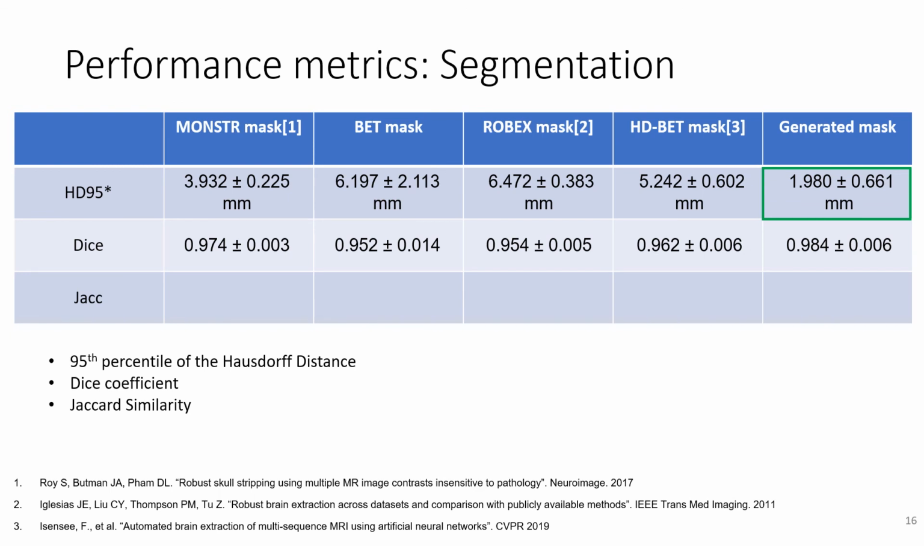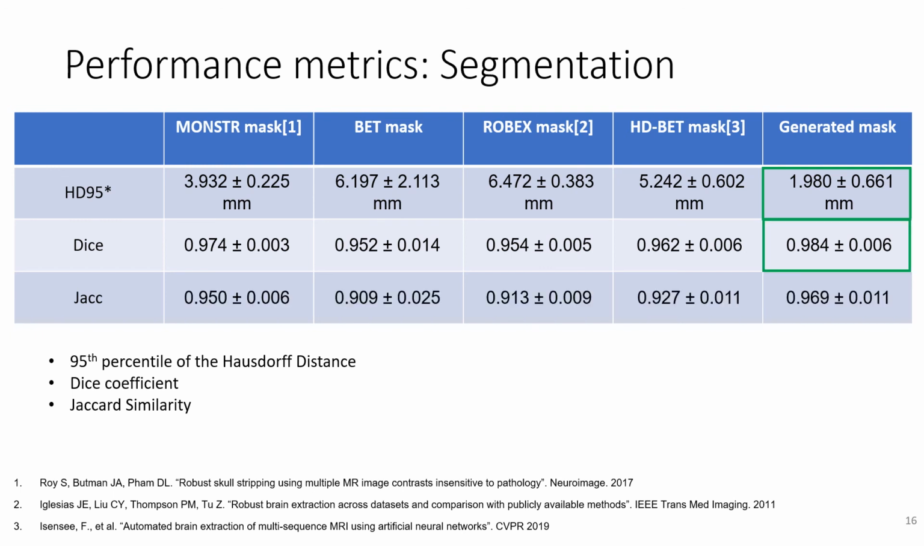And this is important since meninges are very thin and they can lie anywhere between 1 to 4 millimeters. When we look at the dice coefficient, that is the volumetric overlap between the results and the annotations, we find that our method is slightly better than other methods. Also, when we look at Jaccard similarity, we find that our method actually did better than the others. Overall, we can say that our method could generate masks that are much closer to the ground truth annotations.